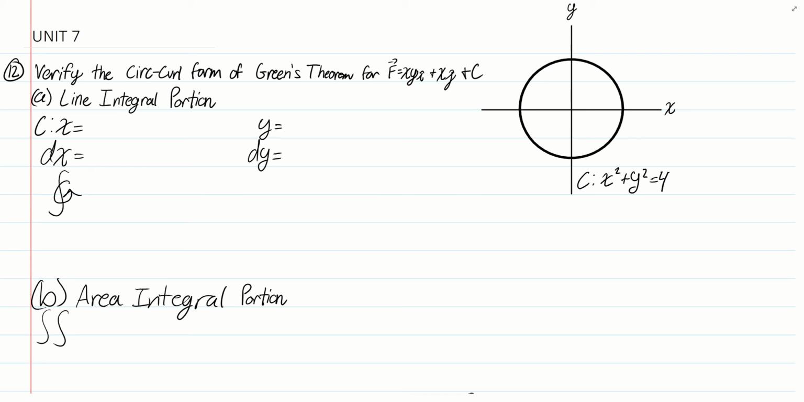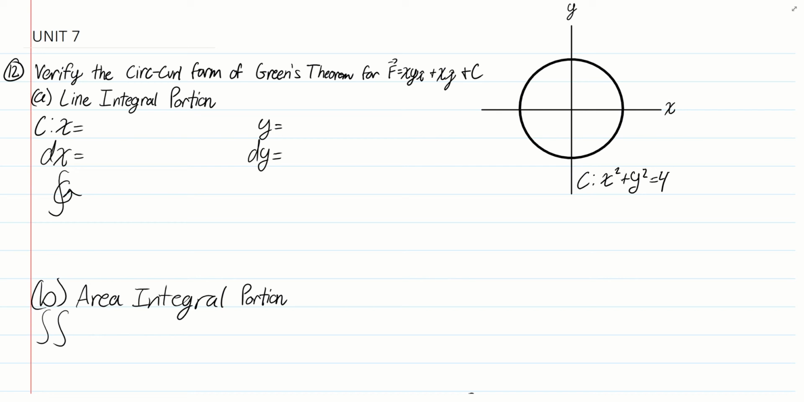So we need to use a line integral to prove the area integral. For the line integral, again, we only have this one line. If we had multiple lines, then we would need to break it up into multiple segments. But since we only have this one equation, x squared plus y squared equals 4, we don't need to worry about breaking this up into multiple line integrals. But it is prompting us to solve for x, y, dx, and dy.